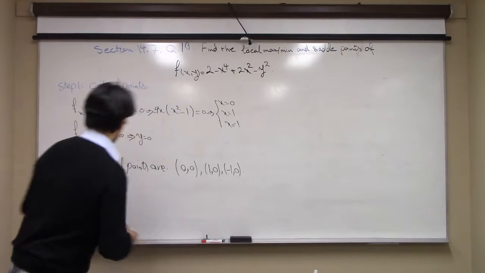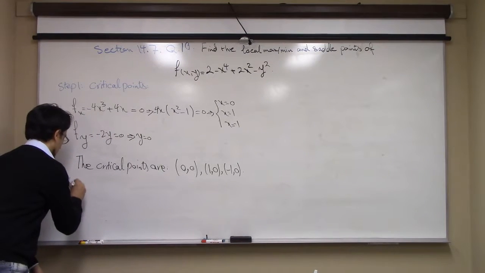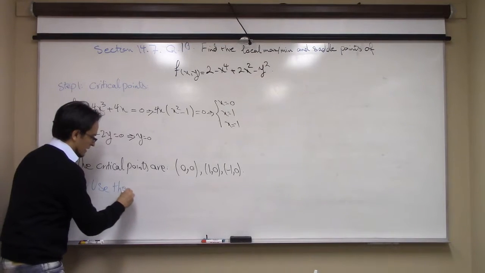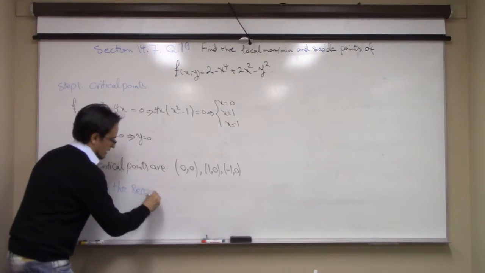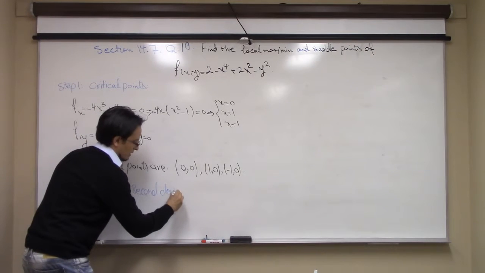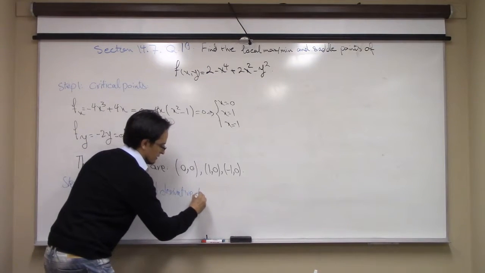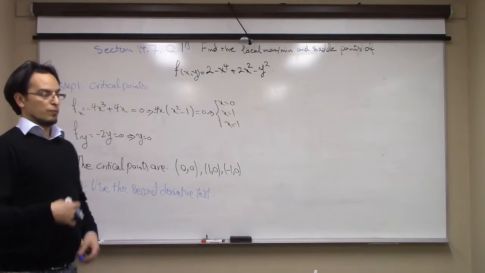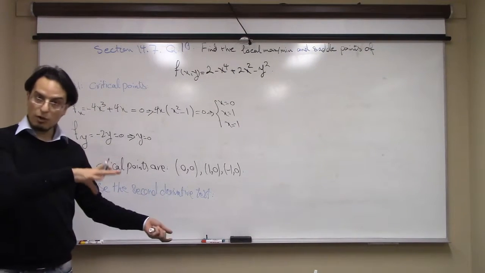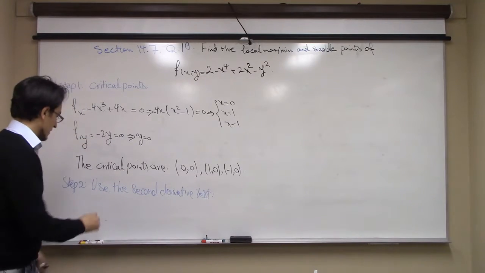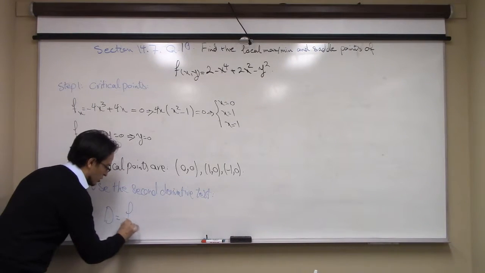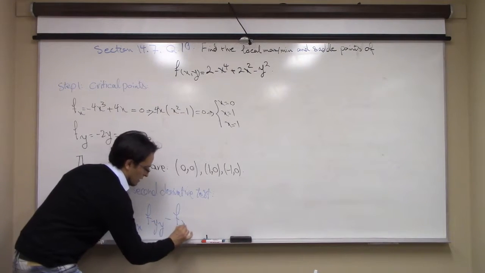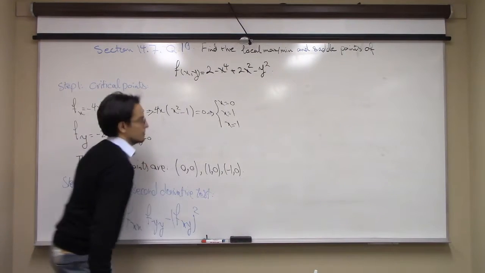Then it's time to use the second step, step 2, which is to use the second derivative test, for which you can go back to your notes or your book and check that the first thing to do is form this function D, which I'm going to do here.